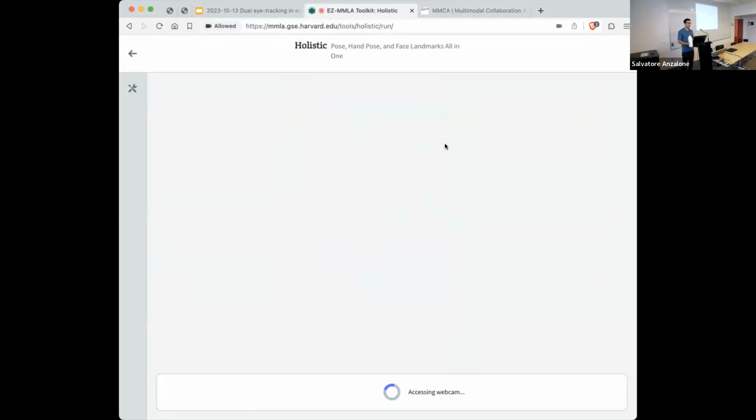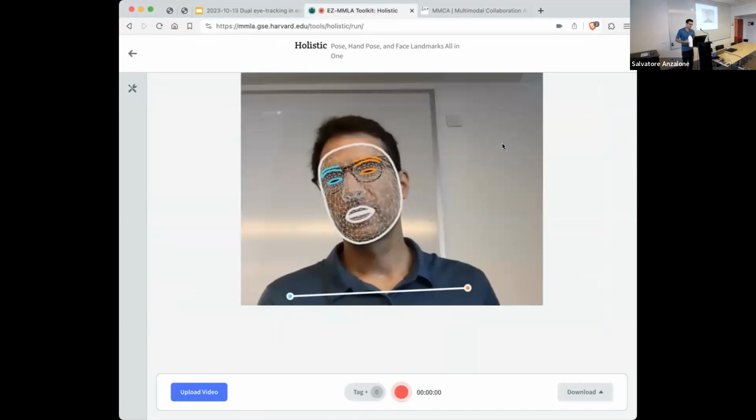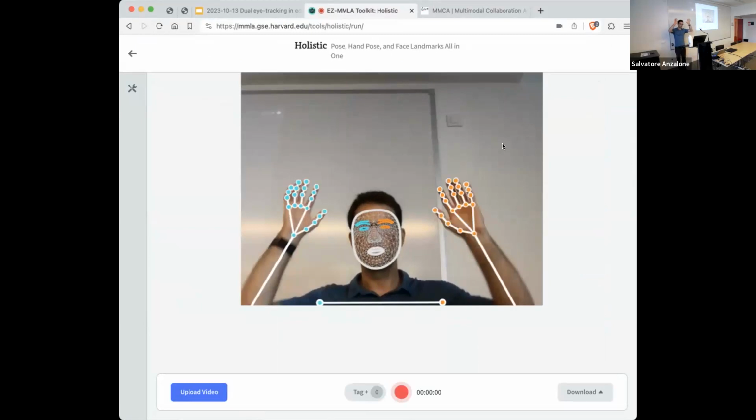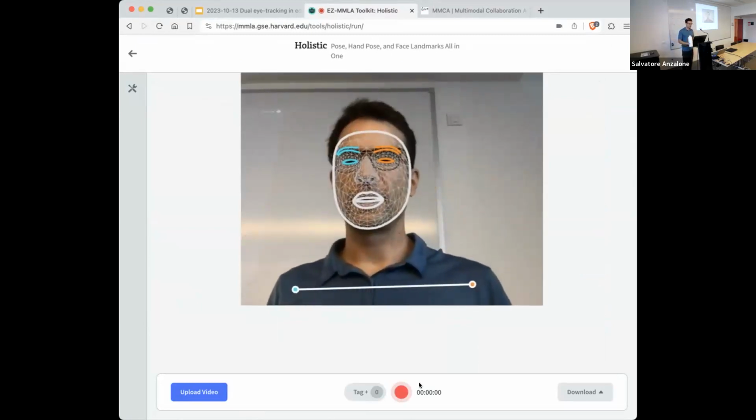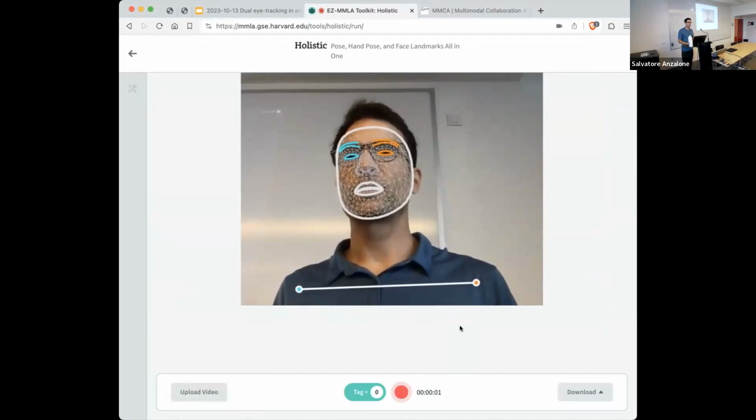This is a holistic model where you can do pose detection, hand pose detection, and facial landmark detection all at once. It's using my phone's camera. So, it detects all of those key points. And the only thing you have to do to collect the data is press on the record button here.